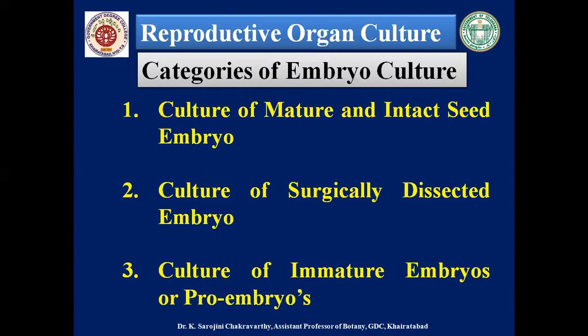The third one is culture of immature embryos or proembryos. So what is a proembryo? The globular and heart-shaped stages of embryo are called proembryos. Proembryos are nothing but the early developmental stages of the embryo, which precede cotyledon initiation. The main objective of this culture is to understand the control of differentiation and the nutritional requirements of such progressively developing embryos.